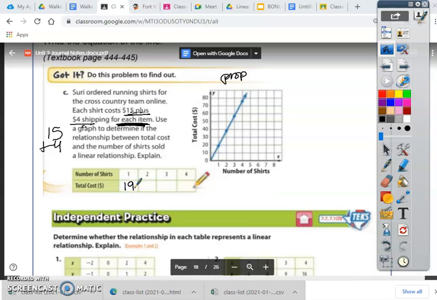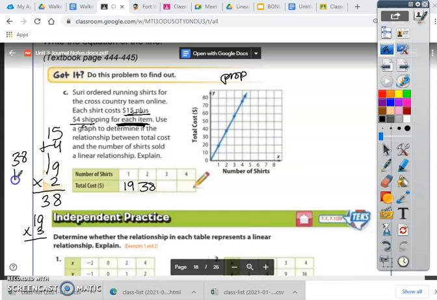Unlike our pizza delivery problem, okay, so 19 times 2. 2 times 1 is 2 plus 1 is 3, 38. Now 3 shirts, 19 times 3. Or you can add 38 plus 19 if you don't like multiplying.